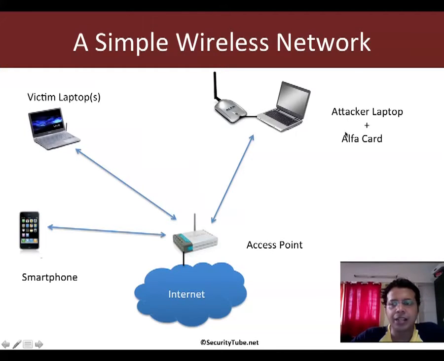So here's a very simple wireless network which we are looking at. You have the attacker laptop with the Alfa card, which is actually us. Hopefully all of you have an Alfa card or a substitute. And then you have the victim laptop, then probably a smartphone connected, may not even be connected, doesn't really matter. And then an access point, of course. Simple network. But in this case, we'll just look at the access point.